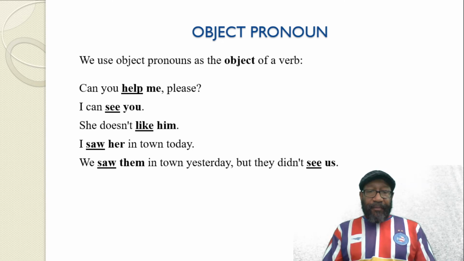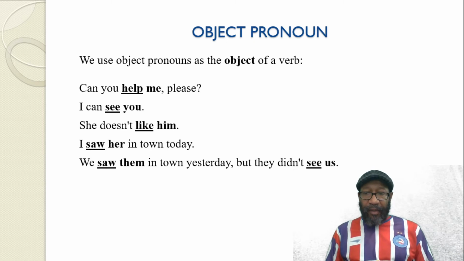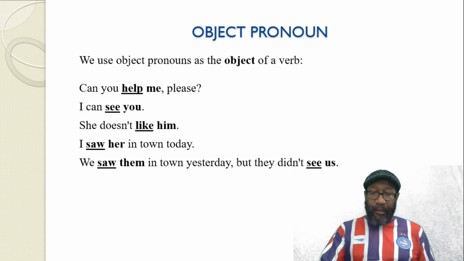We saw them in town yesterday, but they didn't see us. And here the same thing. We have the verb to see in the past and the infinitive here. So this is the object pronoun.